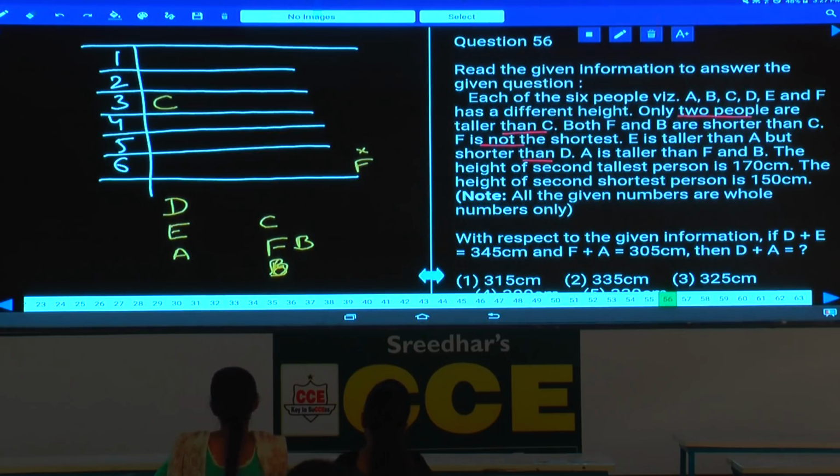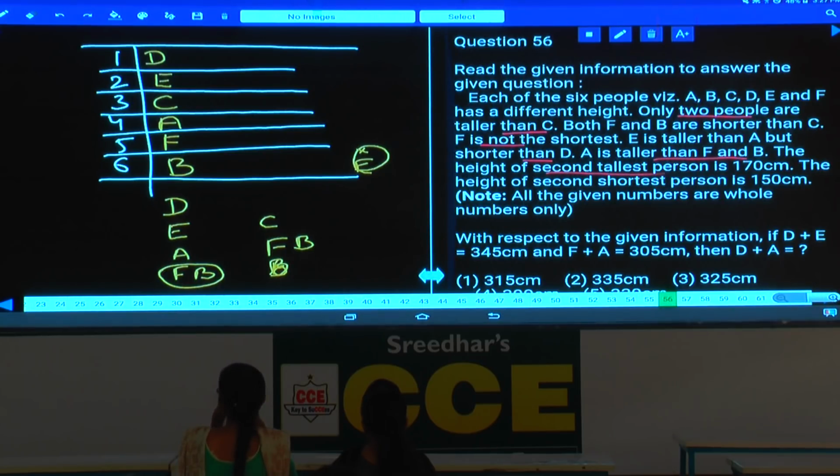A is taller than both F and B. Now this A is taller than both these 2 persons F and B, so what should be the position of A? A must be at this place. If A is here, then E will be here. If E is here, D will be here, and as F cannot be the shortest, hence F will be here. Then A, then who is the person left over? B is the person left over.